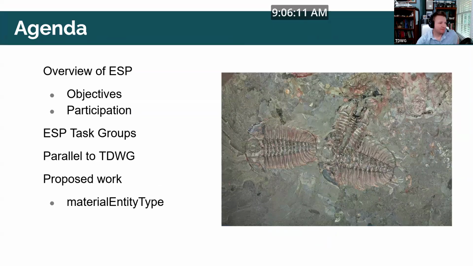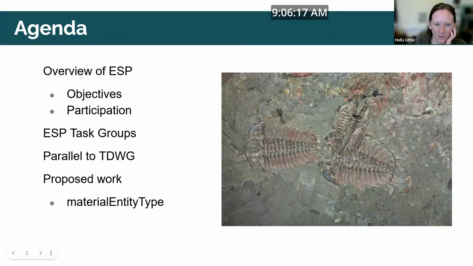So we're just going to do a very brief overview of ESP, the objectives and how you can participate. Ben's going to talk a little bit about the main active task group of ESP. We will open up the floor to some updates if you want to share anything about parallel efforts, other groups that are doing related things. I have a couple that I'll go over. And then we do have one proposed activity that we want to share with all of you that we'd like feedback on and to run through ESP to incorporate into some of the TDWG Darwin Core Standard documentation. Next, please.